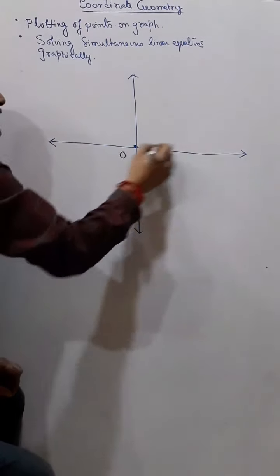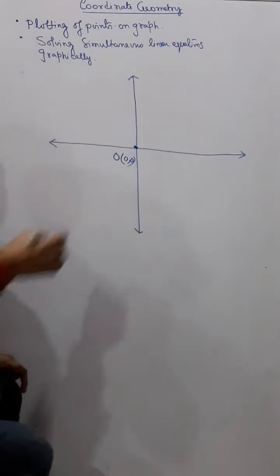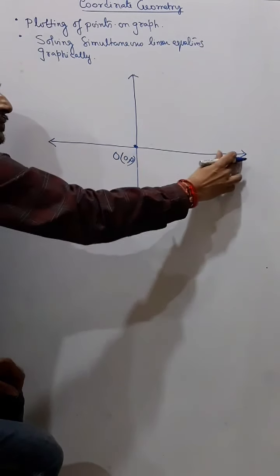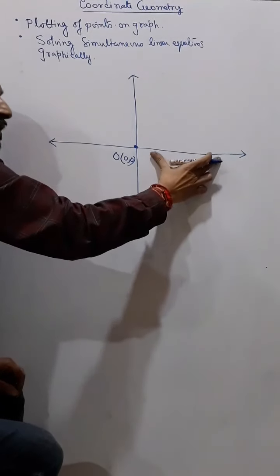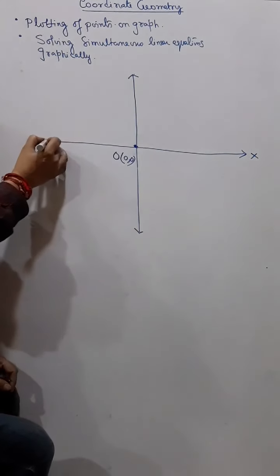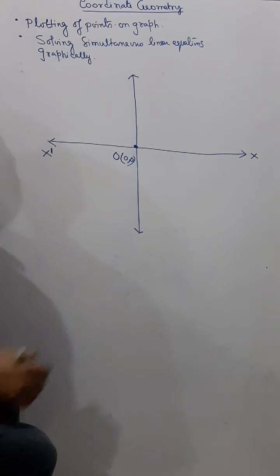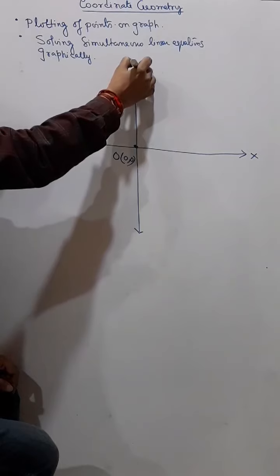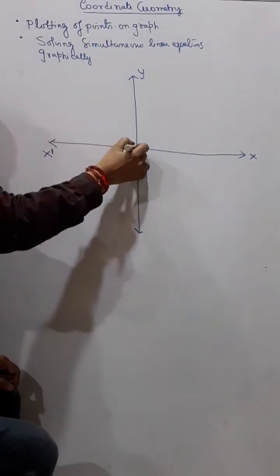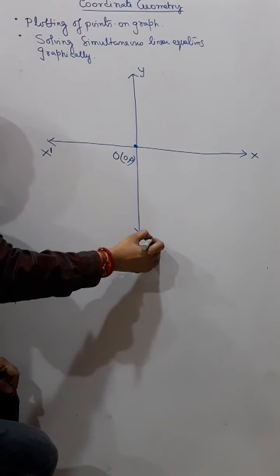Now this x-axis, as I have told you, this origin O, that is 0, 0. From origin, if I go right, that is the positive x value. So we mark this one as x, and from here if we go this side, this is negative x value, and this part we say as x dash. Similarly, from here if we go upward, this is the positive y value, so this is y, and from this origin if you go down, then this is negative y value, that is we say as y dash.